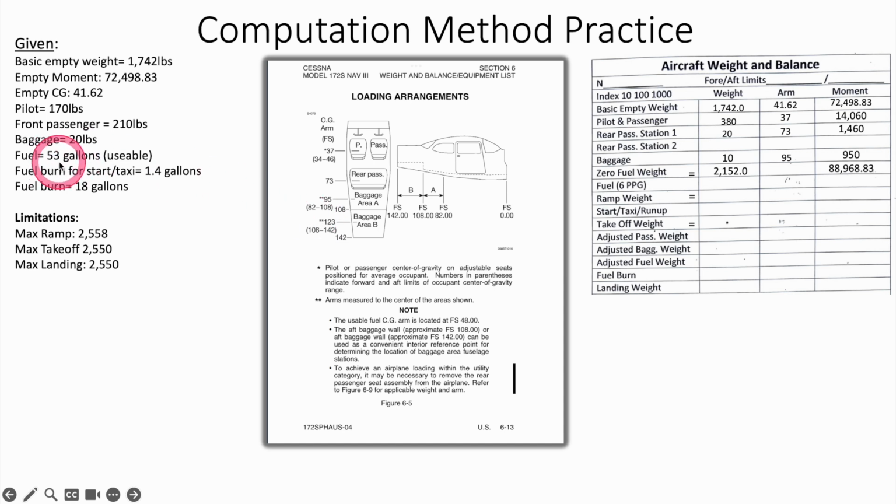Our next step is to add fuel to this zero fuel weight. Assuming we're going to have full fuel, we're going to add 53 gallons to this spot right here. This isn't asking for gallons, it's asking for the weight of the fuel. So assuming standard 6 pounds per gallon, 6 times 53, we have 318 pounds. Multiply that by the station that we looked at here in the notes, and the fuel moment is 15,264 inch-pounds.